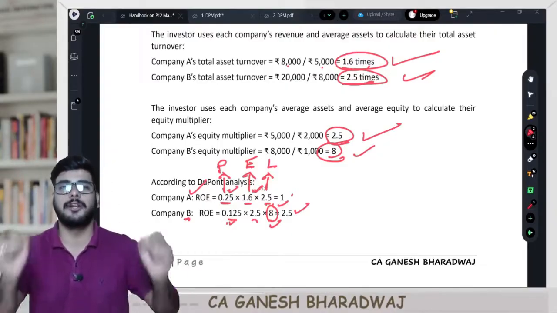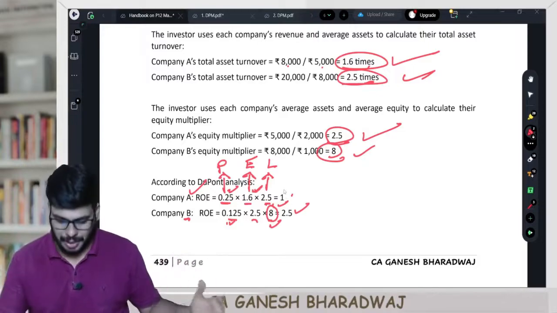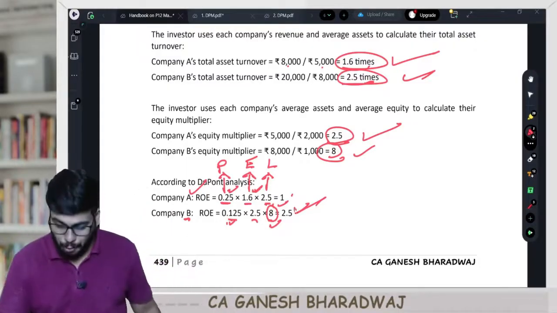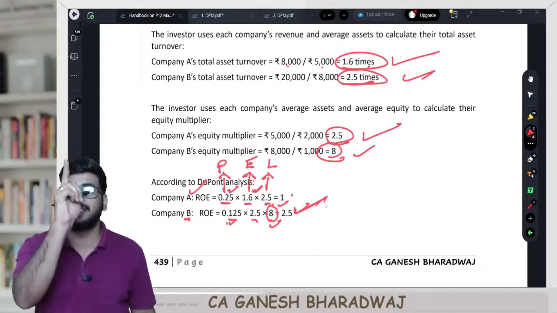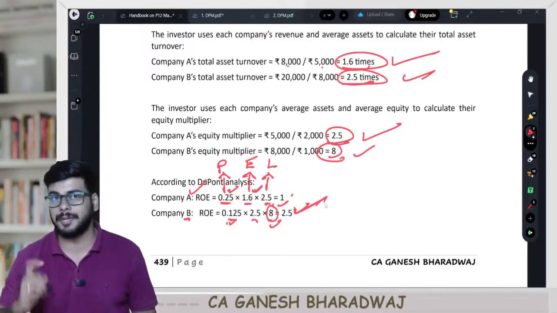This is why DuPont analysis is very important. If you do not use DuPont analysis, you would have gone for company B. Whereas DuPont analysis clearly gives a breakup of how you have arrived at the return on equity, and it says if a company is heavily dependent on leverage, do not go for that company. It's a caution.